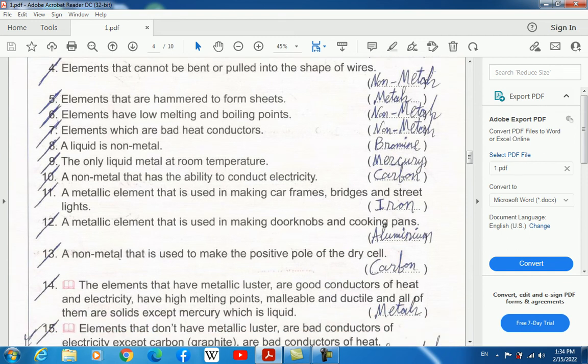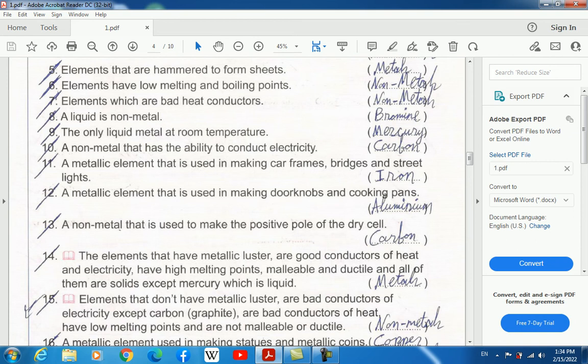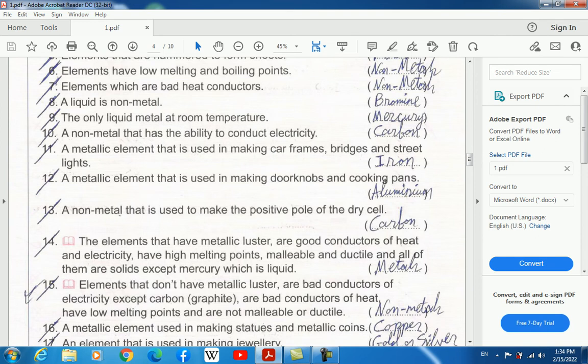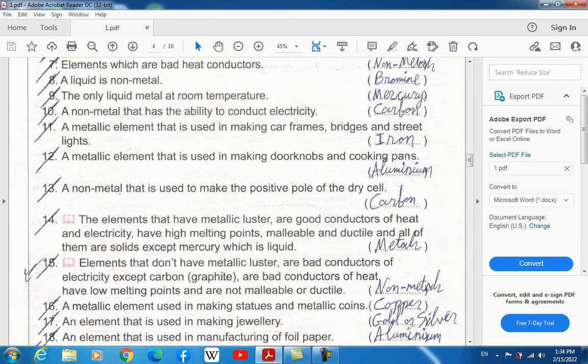4. Elements that cannot be bent or pulled into the shape of wires. Non-metals. 5. Elements that are hammered to form sheets. They are metals. 6. Elements have low melting and boiling points. Non-metals. 7. Elements which are bad heat conductors. Non-metals.